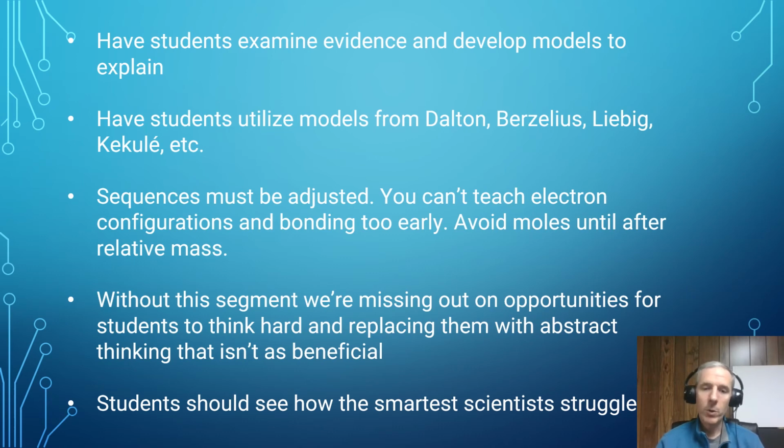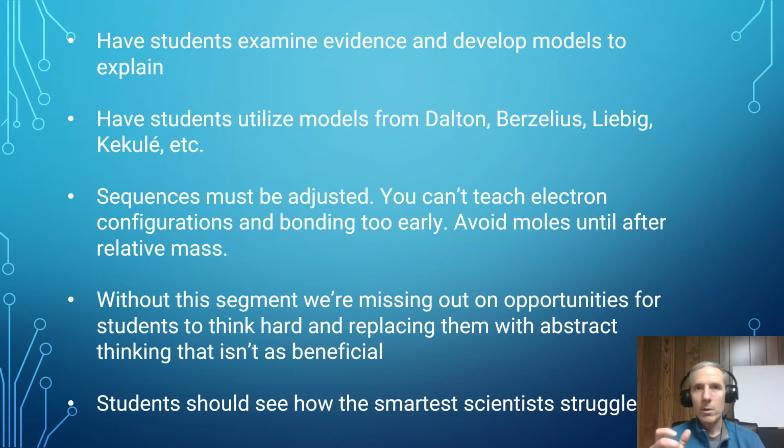And I think also one of the things that I've really enjoyed is that students should see how the smartest scientists struggle. These are the most brilliant people in the world, or some of the most brilliant people in the world, and they're struggling immensely to figure this stuff out. They're wrong constantly. And really not wrong, but their assumptions are no longer what we assume anymore. We've gotten to a more advanced model.